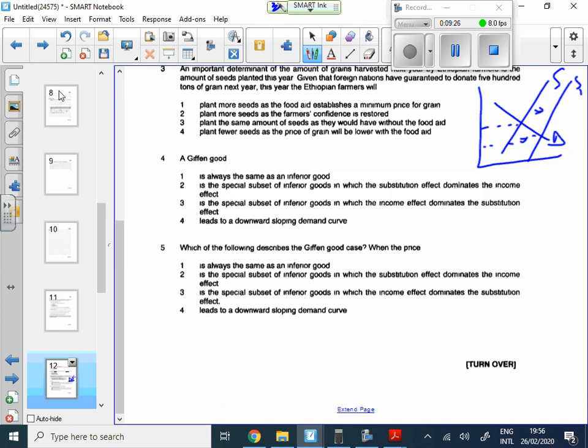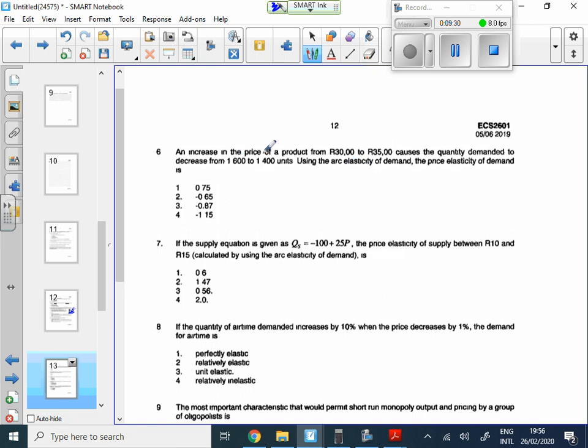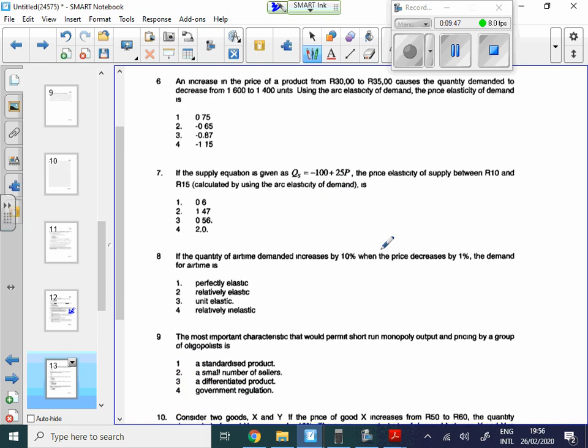That's not what I was looking for. I was actually looking only for the calculations, like this one. Price of a product from 30 to 35 causes quantity demanded to decrease from 16 to 14. Use arc elasticity. Tell us what is the price elasticity. They give you an equation, and you are supposed to calculate the arc elasticity of demand.